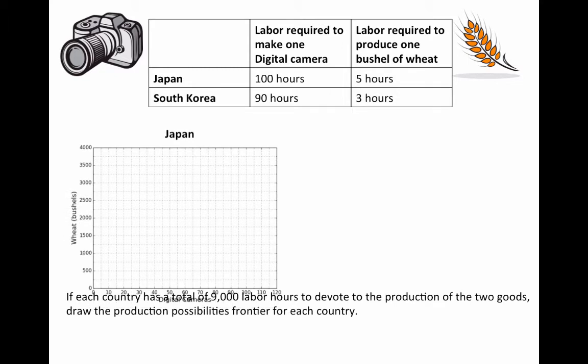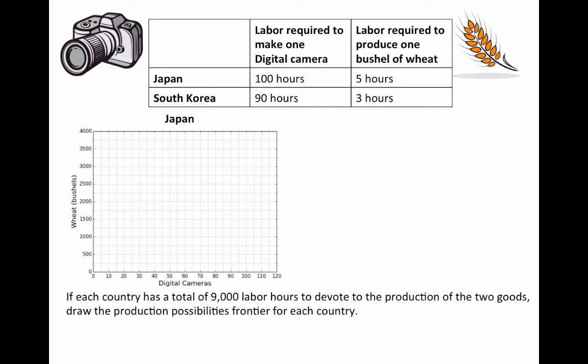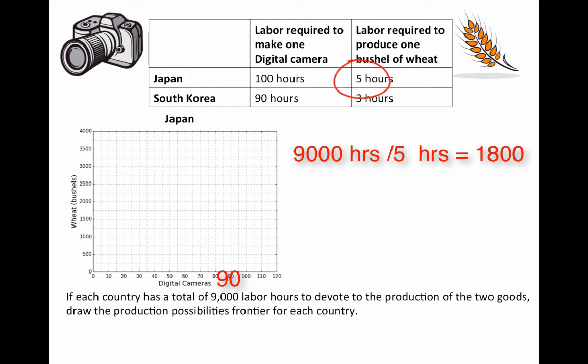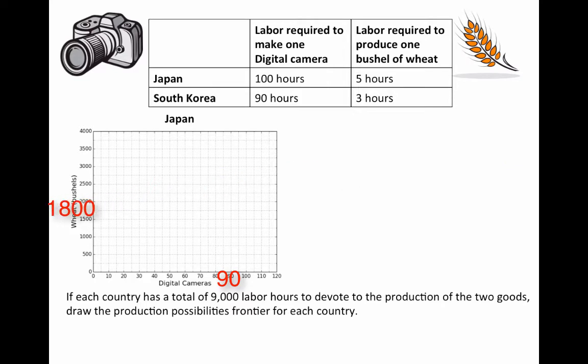Let's start with Japan. If Japan devotes all of its resources, all 9,000 hours, to the production of digital cameras, it can produce a total of 90 digital cameras. If it chooses to spend all of its 9,000 labor hours in the production of wheat, it can produce 1,800 bushels of wheat. Let's show this.